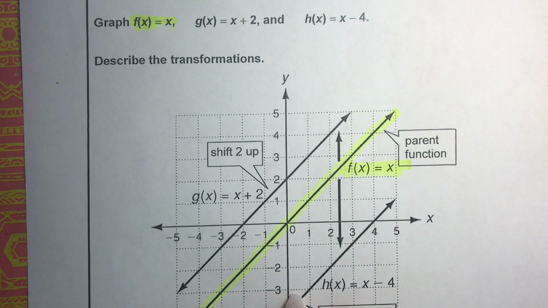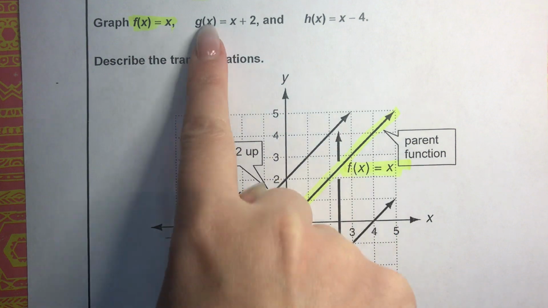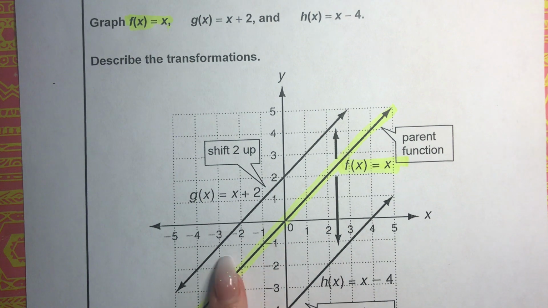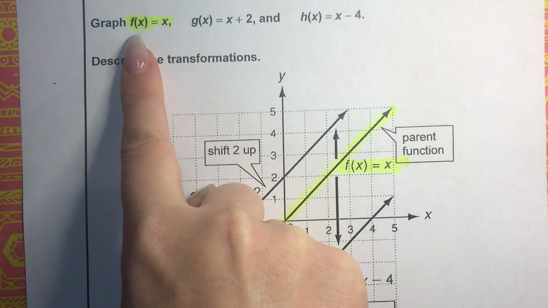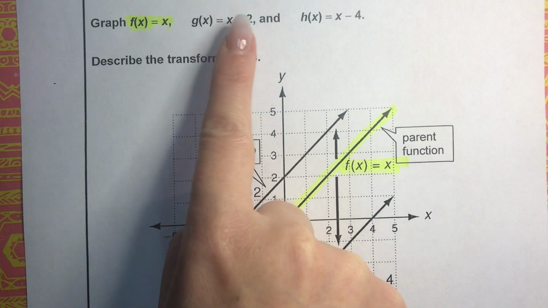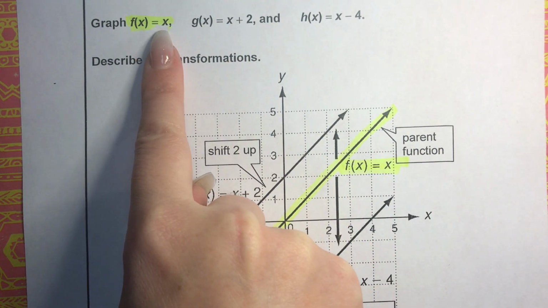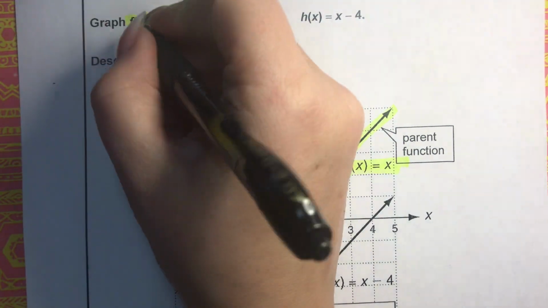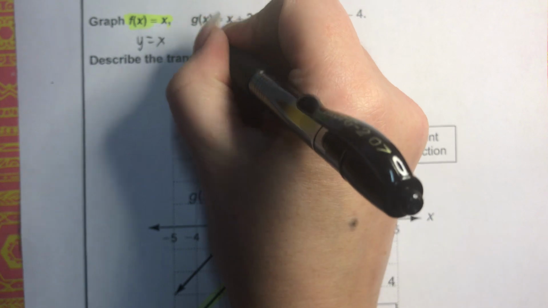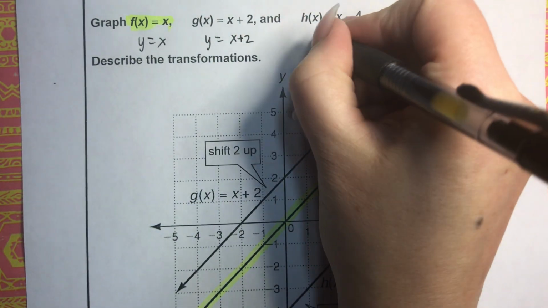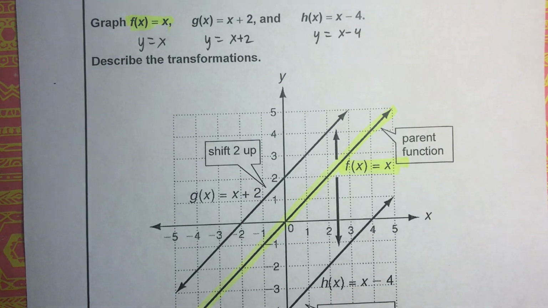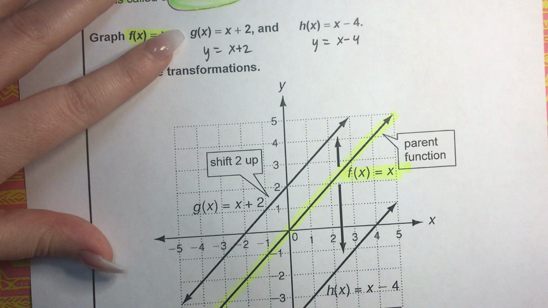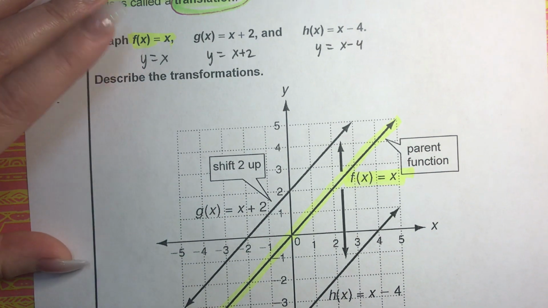And you notice how there's 3 lines? So if I said y equals x and y equals x plus 2 and y equals x minus 4, it would be hard to differentiate between the 3 lines. That's why they use function notation. Because instead of saying y equals x, y equals this, and y equals that, I can say f of x equals x. G of x equals x plus 2, right? This is the same thing as y equals x. And this is the same thing as y equals x plus 2. And this is the same thing as y equals x minus 4. But if I say h of x, you know I'm talking about this equation. If I say g of x, you know I'm talking about this equation. If I say f of x, you know I'm talking about this equation.